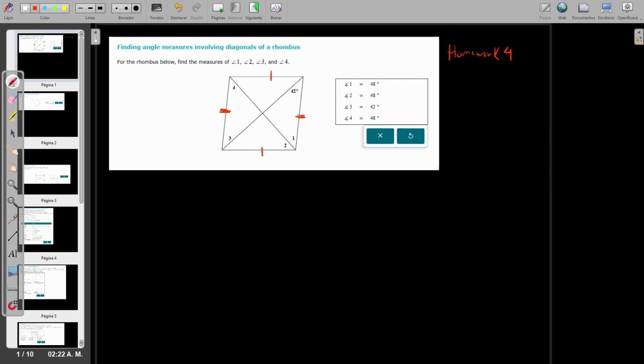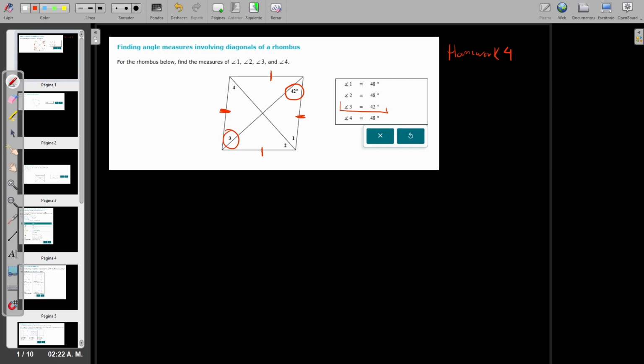Remember, a rhombus has congruent sides, which means that these opposites are going to be the same. So this number 42 is going to be the same as number 3. As we can see here, the angle number 3 is going to be 42 degrees. Now, where do we get the 48 degrees? Okay, you ask.